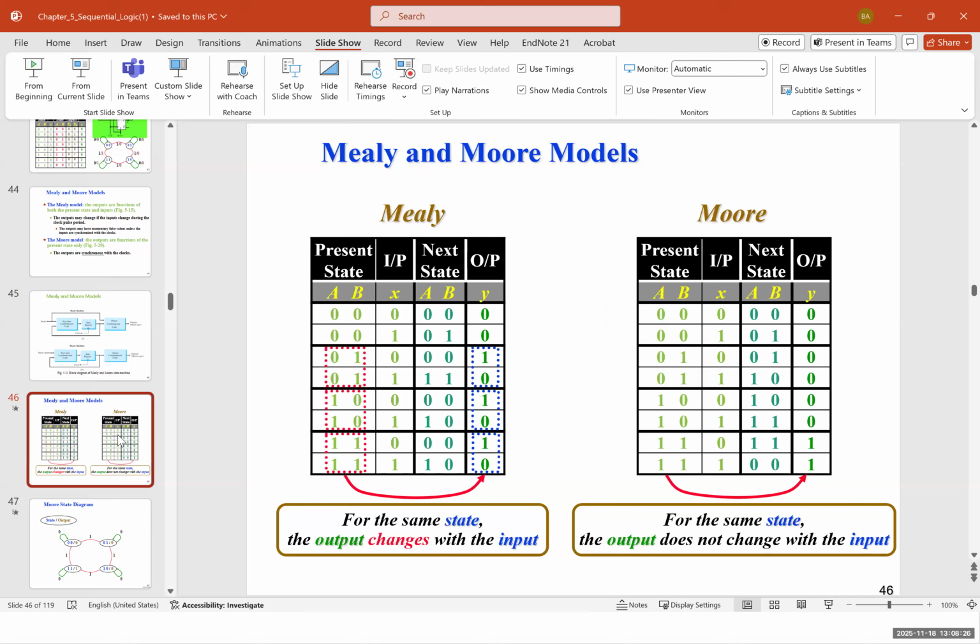Now, these two tables show the Mealy and Moore models and the difference between them. For the same state, the output changes with the input for the Mealy, but for the same state, the output does not change with the input for the Moore. And you can see here, this is an example. The present state here is 0, 1, 0, 1, and 0, 1, 0, 1. Here we can see the output has changed with this same input, but here the output would not change with the same input.